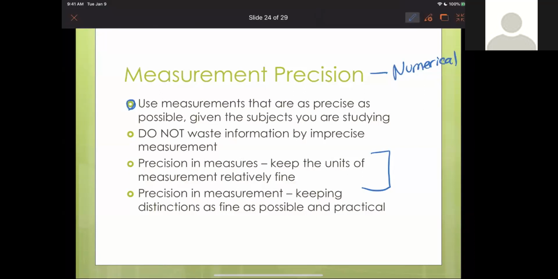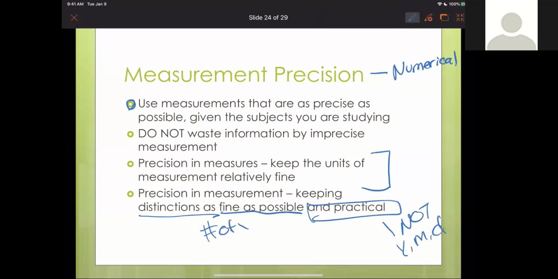Because you want to keep distinctions as fine as possible, and practical. This means that we should not use the years, months, days process because that's not practical. But number of years is fine and practical, and we can always aggregate up to the 19 to 35 or the 19 to 40. Or we might do 18 to 65 and then 65 plus only. Any of those groupings we can do because we still have something precise and fine without being impractical.